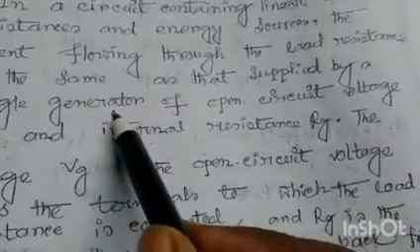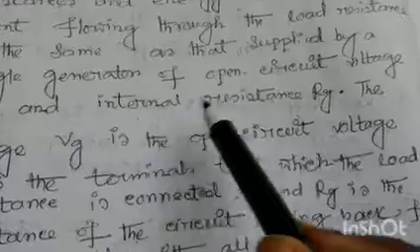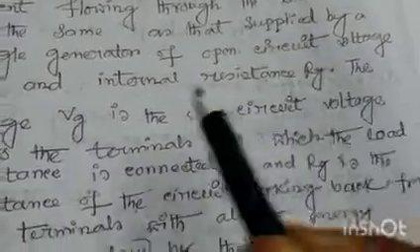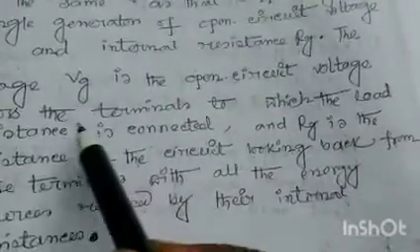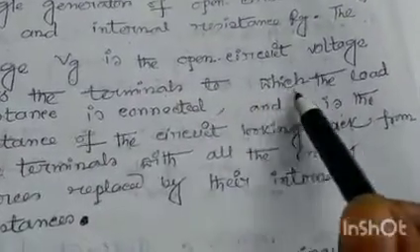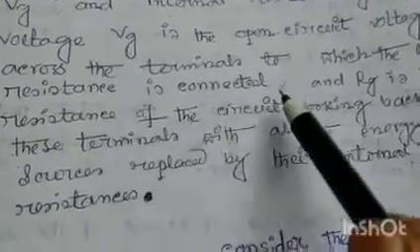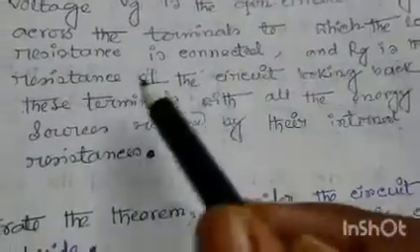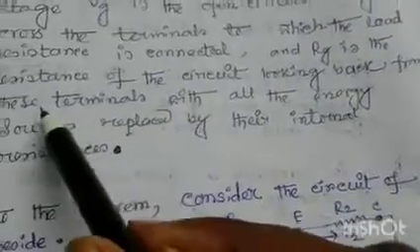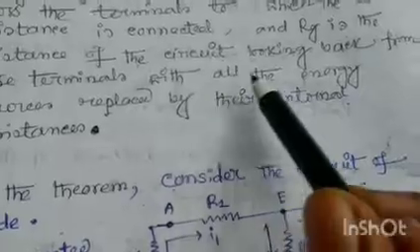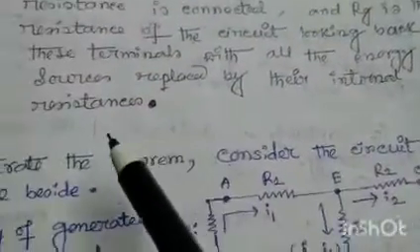a single generator of open circuit voltage Vg and internal resistance Rg. The voltage Vg is the open circuit voltage across the terminals to which the load resistance is connected, and Rg is the resistance of the circuit looking back from these terminals, with all the energy sources replaced by their internal resistances.